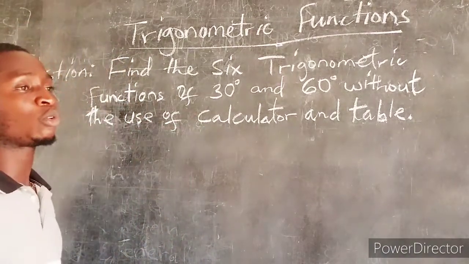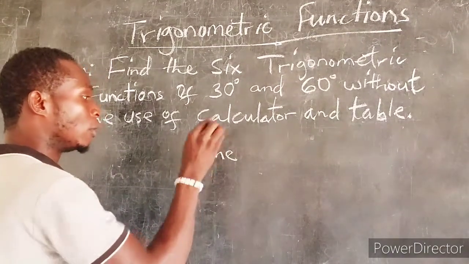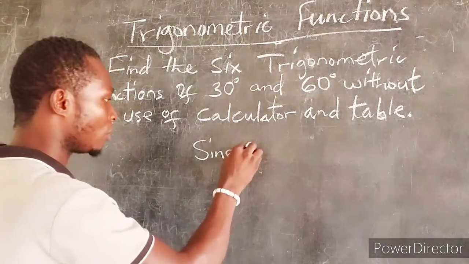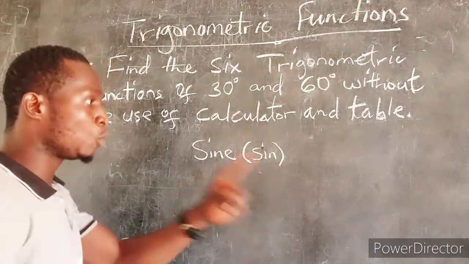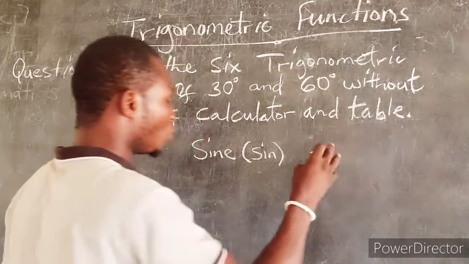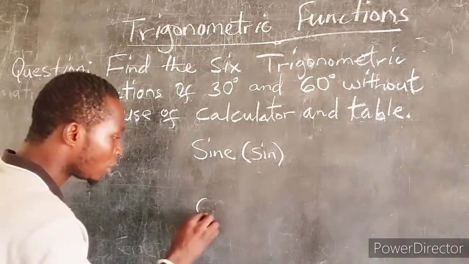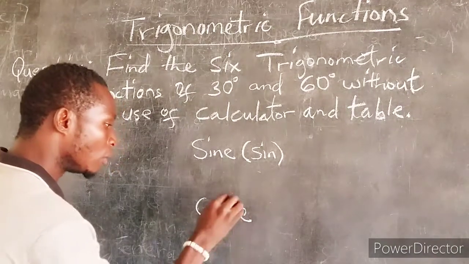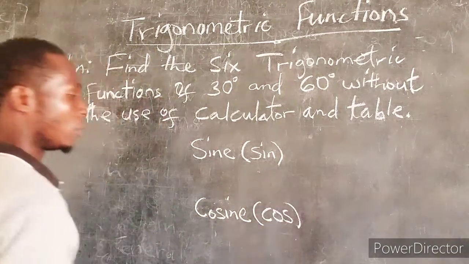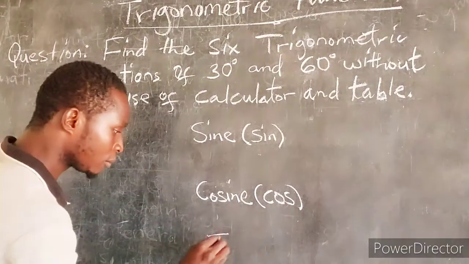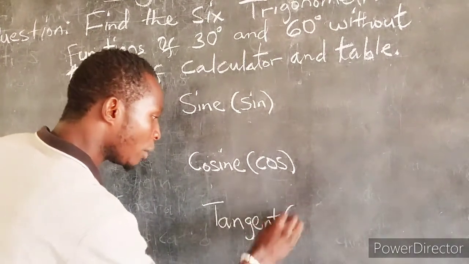The first trigonometric function is sine. So we put a parenthesis and an abbreviation, sin. Second, we have cosine, which we place beneath sine, abbreviated cos. Third, we have tangent, T-A-N-G-E-N-T, abbreviated tan.